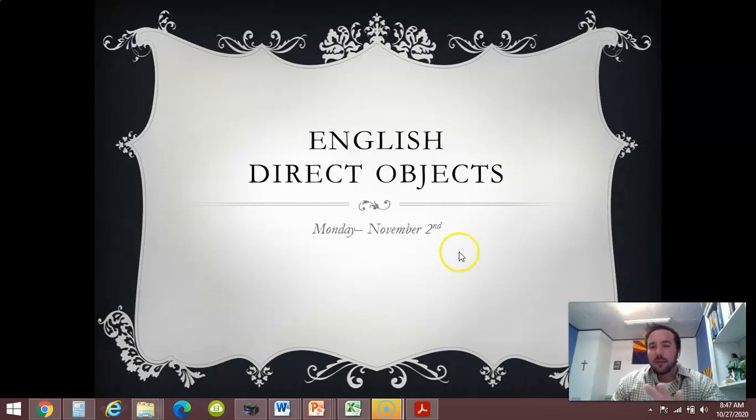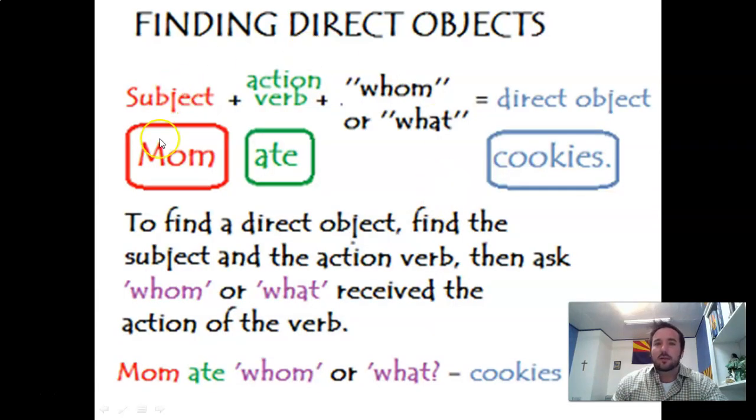But even though you don't have this in your book, I did give you this printed for every one of your paper packets. It's on every single day this week, because every single day we're going to talk about direct objects. In my opinion, this explains it very, very well. Okay? I'm going to start down here and read it to you. It says, to find a direct object, find the subject and the action verb, then ask whom or what received the action of the verb.